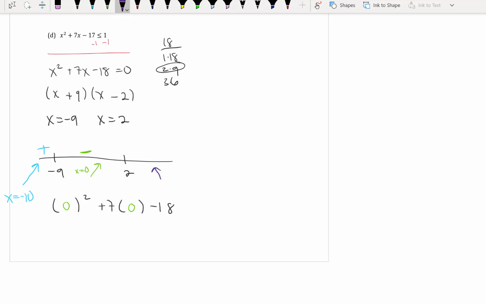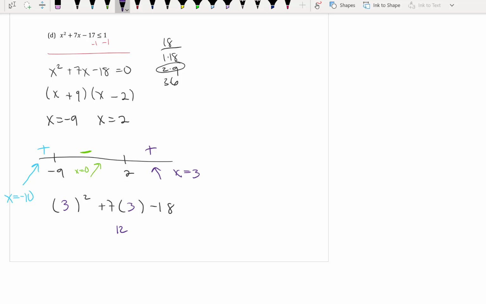Now, let's pick x is equal to 3. So if I pick a 3 in, I have 3 squared plus 7 times 3 minus 18, that gives me a positive 12, so it's positive.